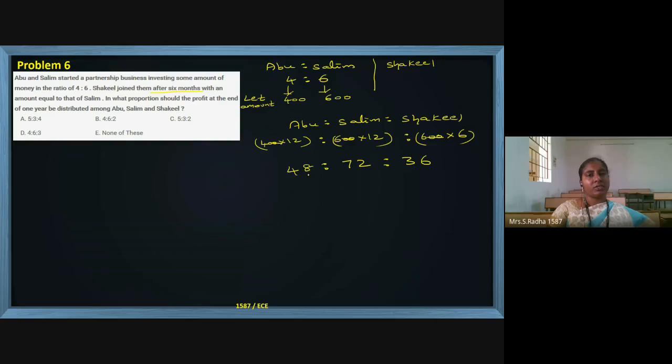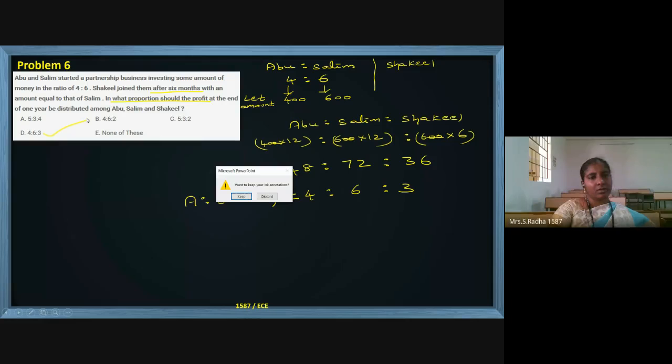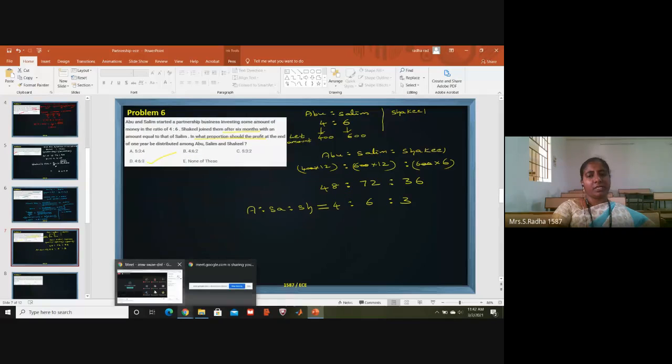If you cancel with the 12, it becomes 4 times, 6 times, and this is 3. What they are asking is in what proportion they should divide the profit. It is Abu, Salim and Shakil, their proportion in the profit or their investment ratio is 4:6:3. So option D is the correct answer. This is the ratio of their investment or ratio of their profit.